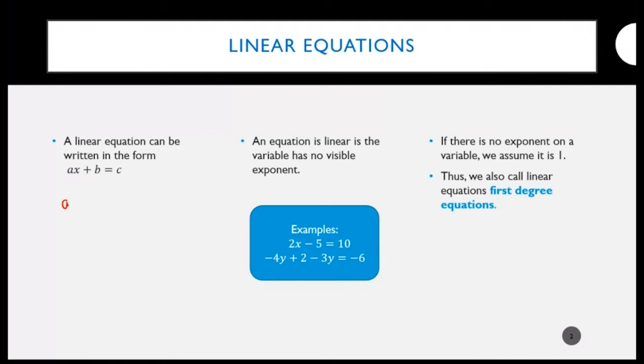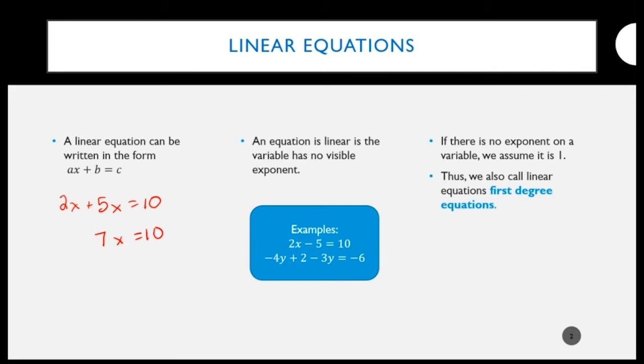So you could have something like 2x plus 5x equals 10. And when you combine like terms, that gives us 7x equals 10. And this is in the form ax plus b equals c. Just the b part is equal to 0 because there's no number added on.